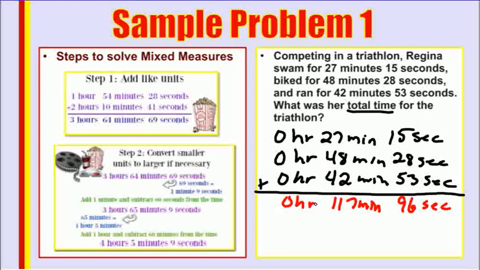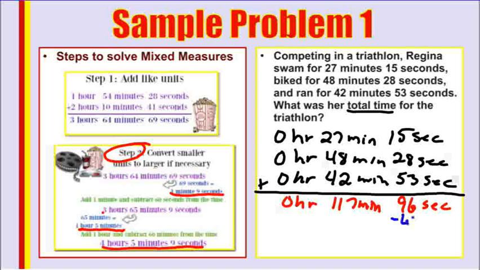So in order to convert it, if we look at step 2 over here, convert smaller units to larger if necessary. So 3 hours, 64 minutes, and 69 seconds would be the same thing as saying 1 minute and 9 seconds. So you add a minute and you subtract 60 seconds from the time. 3 hours and 65 minutes, 9 seconds. 65 minutes can be written as an hour 5. So add the 1 hour to the 3 hours and you get a total time of 4 hours, 5 minutes, 9 seconds.